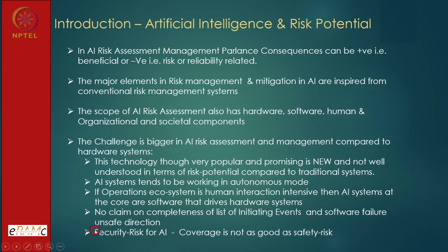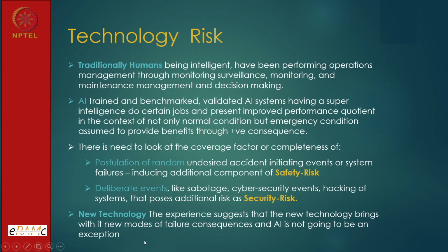And now one more additional thing is, earlier we had only safety risk, now we have a security risk. So that means we have to make our system very robust, the coverage should be so high that they are not accessible to harmful effect or deliberate harmful effect. So this is the risk importance that we give to our AI system.